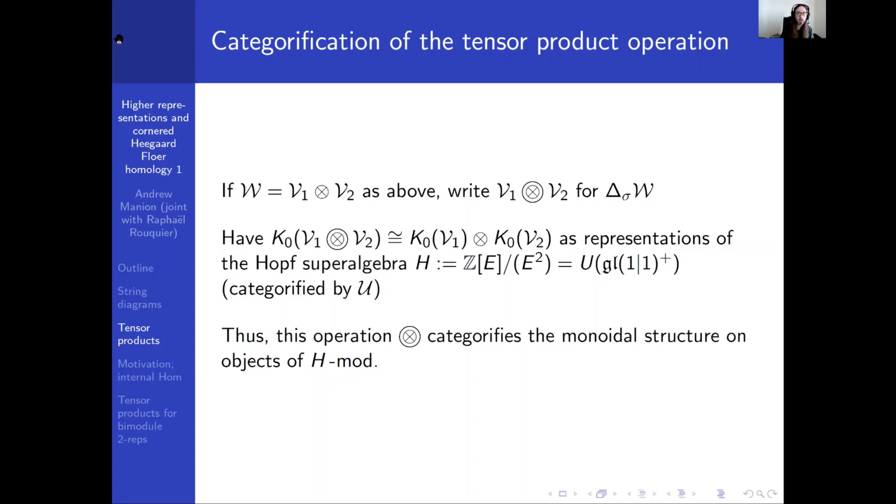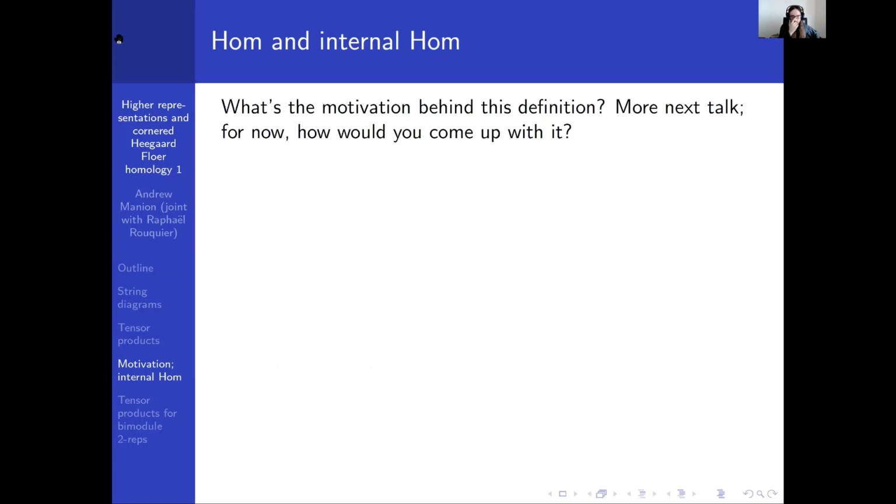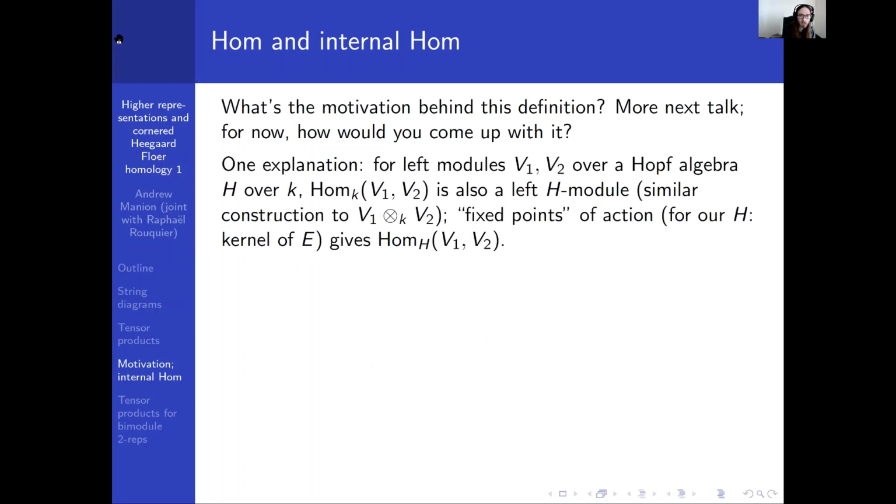It would be really good to be able to tensor, say, A infinity categorified morphisms, but that's not something I'm going to get into here. That's definitely also a work in progress. But I do want to say a little bit about why you would define specifically this sort of thing. How would you come up with this definition?